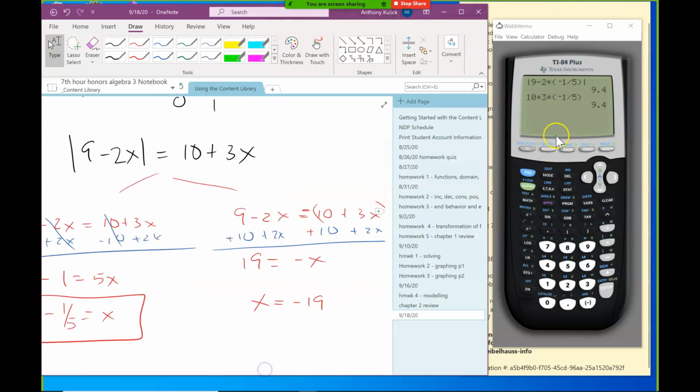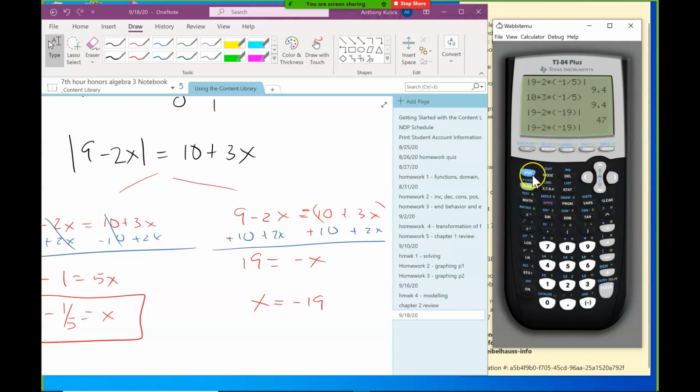Okay. Now we'll go back and do 19s. So here's a nice little handy trick with your calculator. If you press second and then the enter button, it gives you the line that you just typed in before. And if you press it another time, it'll give you the line you typed in before that. So now I can just go back and edit and replace -1/5 with -19.